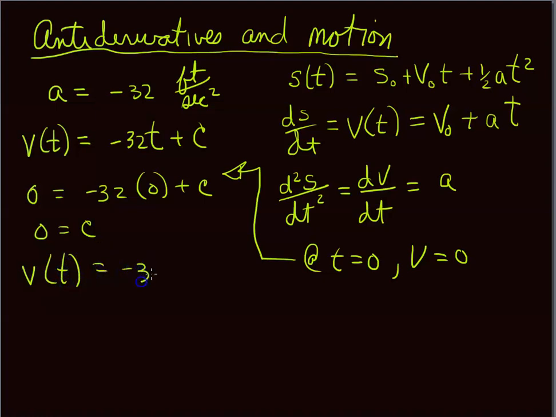But of course it could be something different. This means that at time 0, you're sitting still, no velocity. But you could have been falling or whatever.